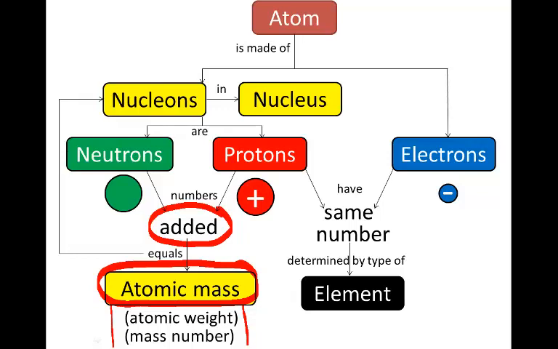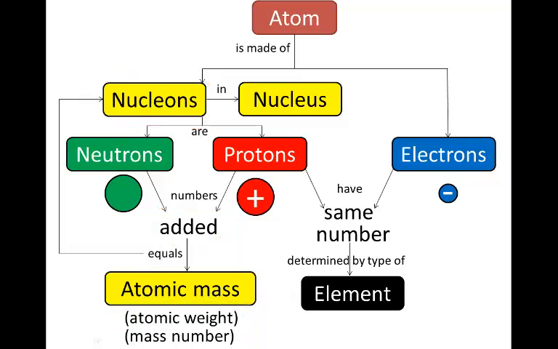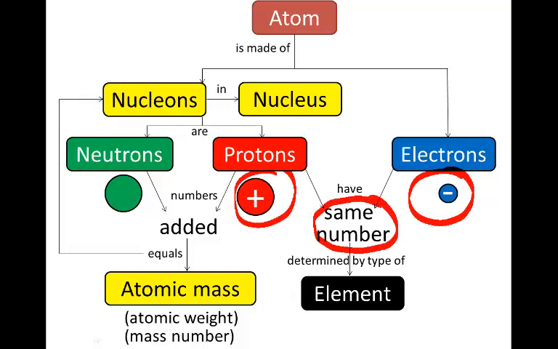And the reason for this is because all the mass of the atom comes from the nucleons, because the electrons have negligible mass in comparison to the nucleons. So that's why we round off to say all the mass comes from the nucleons. In a neutral atom, there are the same number of protons as electrons. That's why it is neutral.